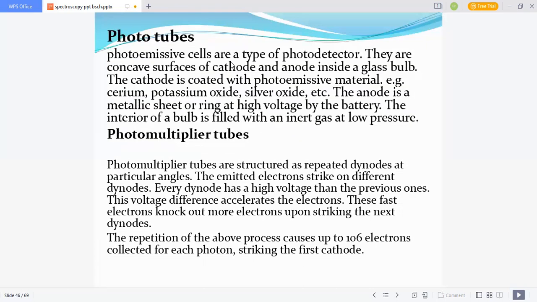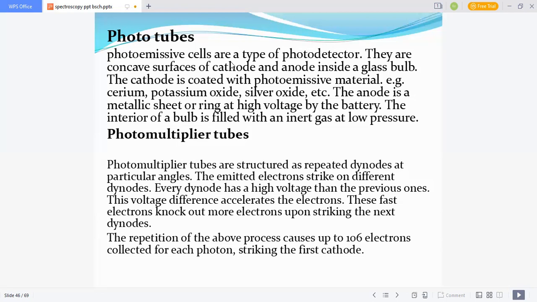Move to next slide. Phototubes. Photoemissive cells are a type of photodetector. They have a concave surface cathode and an anode inside a glass bulb. The cathode is coated with photoemissive material, such as calcium, potassium oxide, or silver oxide. The anode is a metallic sheet. They are operated at high voltage by a battery. The interior of the bulb is filled with an inert gas at low pressure.